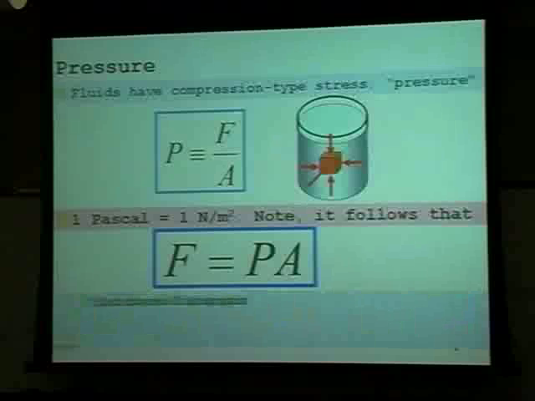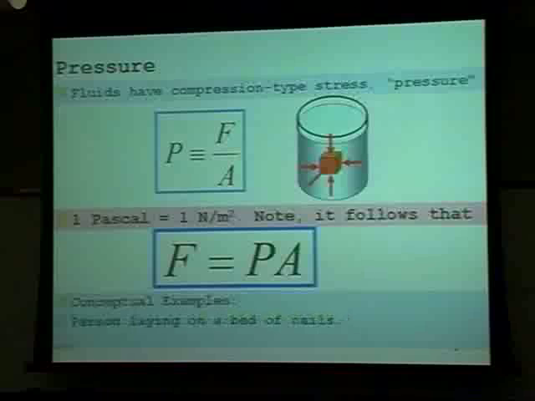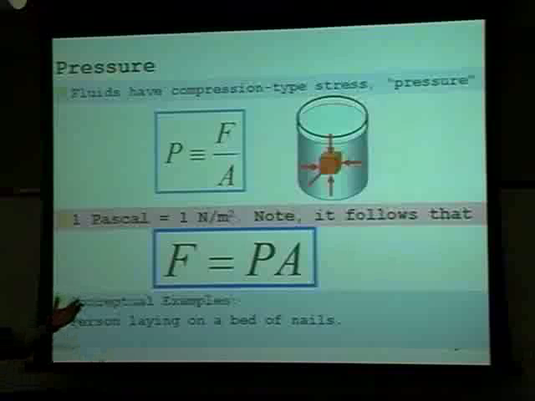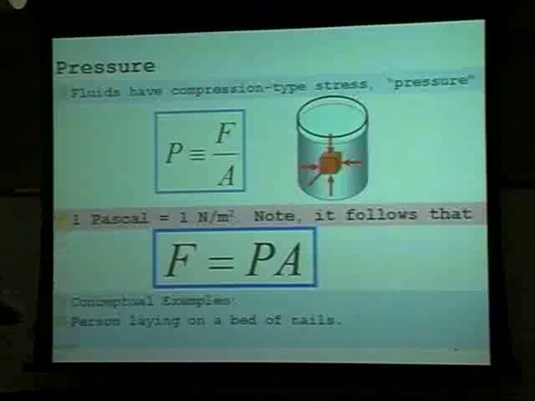Here's a conceptual example of pressure. A person laying on a bed of nails. If you had a bed of nails, maybe if you just put one nail into your bed of nails, that might not be a good idea, because if you were to lay down on that, you would have most of your weight being exerted over the surface area of the tip of that nail. Hence, you'd have a very small area with very large force, and your pressure would be pretty high, and it might puncture through.